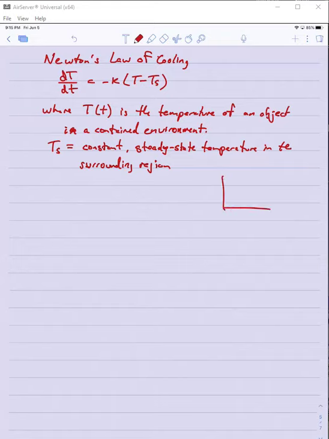So for a simple mental picture, think of a container. And let's say in that container is some medium. It could just be the medium itself, like some fluid, or there could be an object suspended. And then outside the container, something is maintaining a steady state temperature, like an ambient temperature. And when I say T sub S, the S is referring to the surrounding there. So I'm talking about a steady state temperature in the region surrounding the container. Inside the container, T of t, that is this function, is describing the temperature over time.